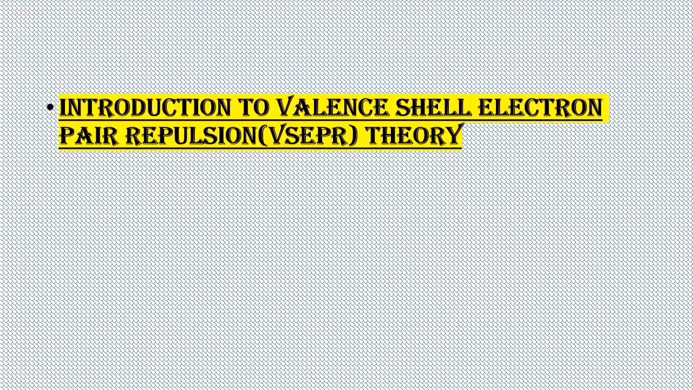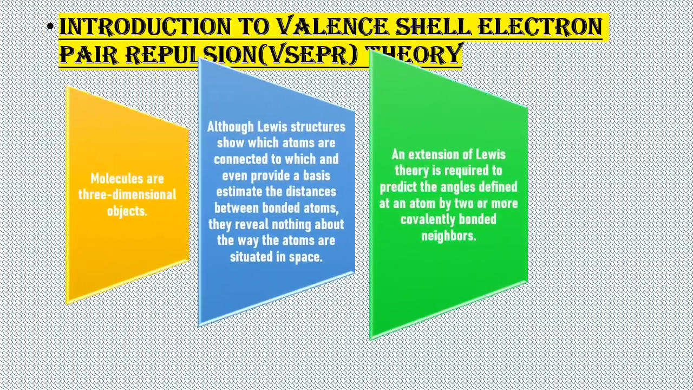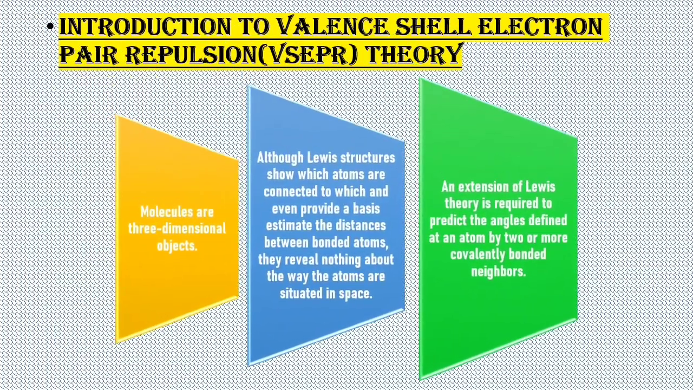Introduction to valence shell electron pair repulsion, or VSEPR theory. First, molecules are three-dimensional objects. And second, although Lewis structures show which atoms are connected to which and even provide a basis to estimate the distances between bonded atoms, they reveal nothing about the way the atoms are situated in space. And third, an extension of Lewis' theory is required to predict the angles defined at an atom by two or more covalently bonded neighbors.